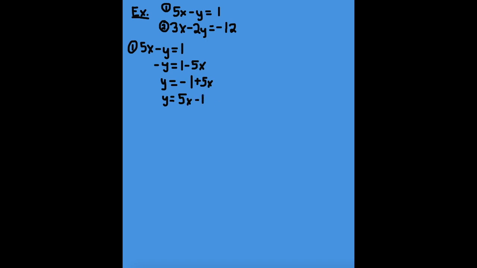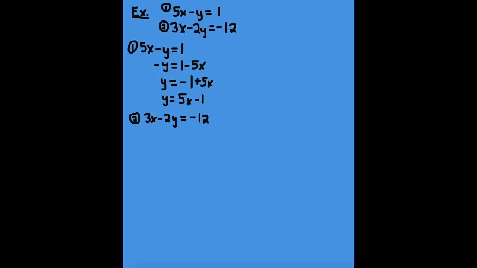Now we have one variable isolated. Then, I will substitute this equation inside equation 2 for y. Equation 2 is 3x minus 2y equals negative 12.